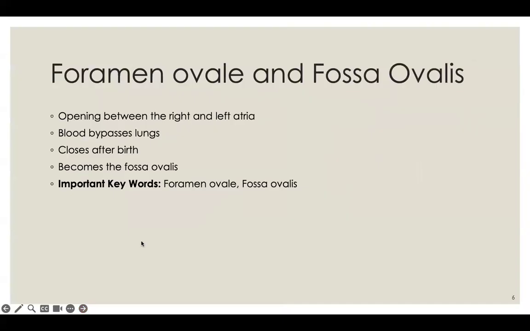Foramen ovale and fossa ovalis. So the foramen ovale is a tiny opening in between the wall of the right and left atria. It allows blood to flow directly from the right to the left atria, avoiding the lungs. A valve will prevent backflow while the fetus is in the womb. Right after birth, when a newborn takes its very first breaths, the pressure changes in the heart, causing this opening to seal and leaves a small depression called the fossa ovalis.